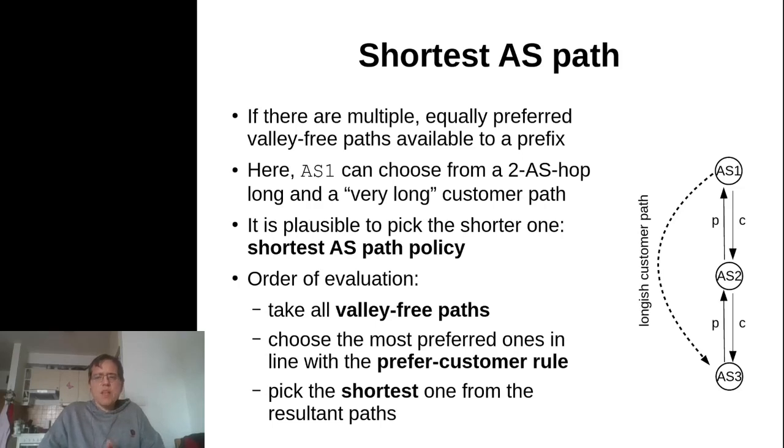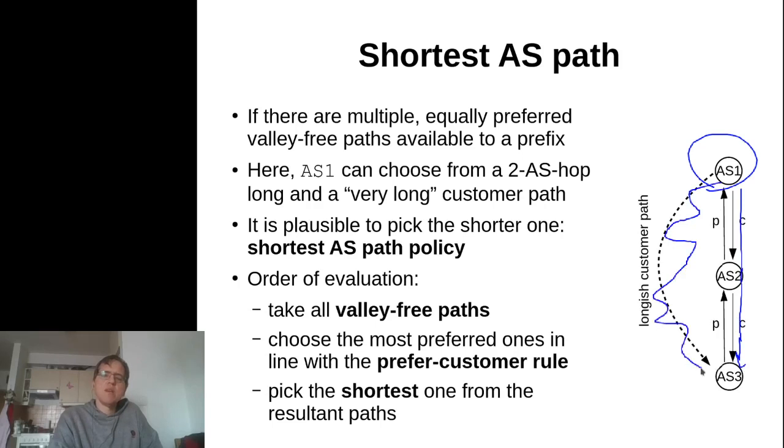Now, what if a particular AS, in this case AS1, has multiple equally preferred paths to a remote AS? So for instance, in this setup, AS1 has two paths to AS3. One is a 2-hop customer path, and the other is a longish customer path that goes through, say, 4 or 5 customer links as well. Recall that both paths are valley-free. Both paths are preferred the same by the preferred customer rule because both are actual customer paths.